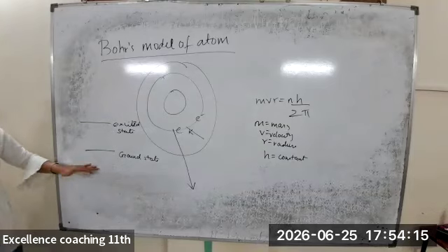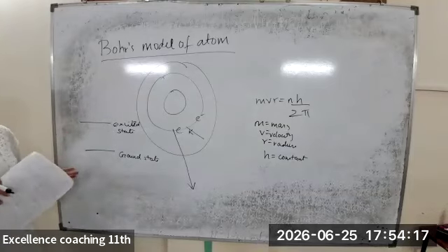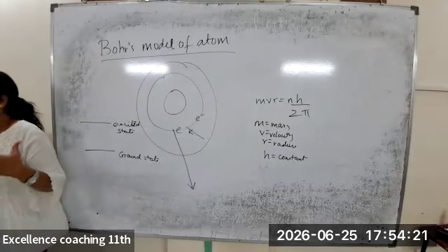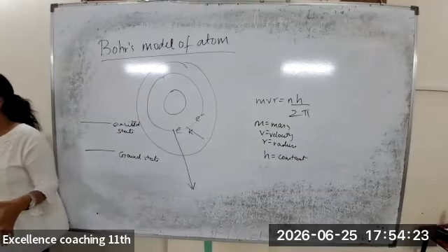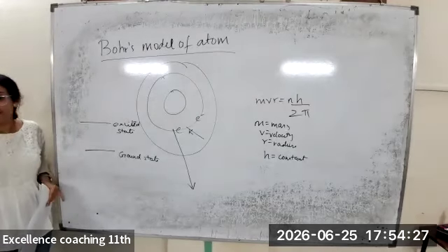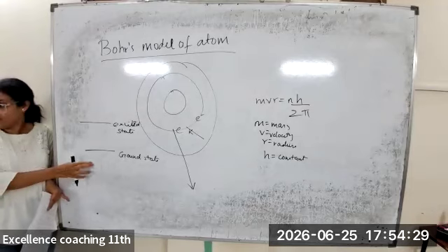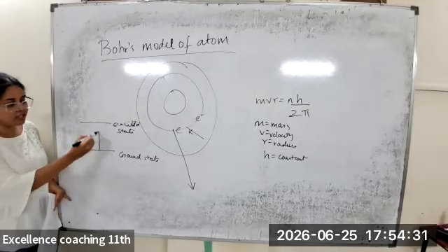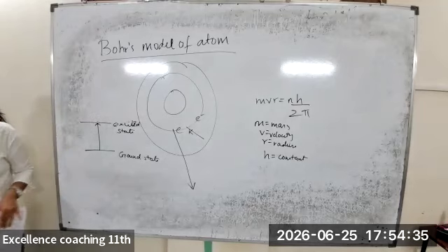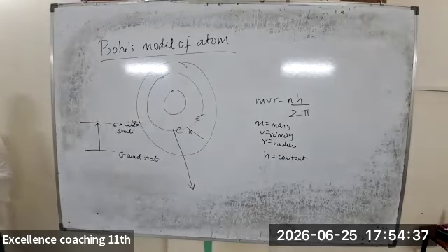But when I supply some amount of energy, it will be very disturbed, very unhappy, I can say. When I supply some energy, it won't be stable at its ground state, since it will absorb that energy and move to a higher state, that is, the excited state.